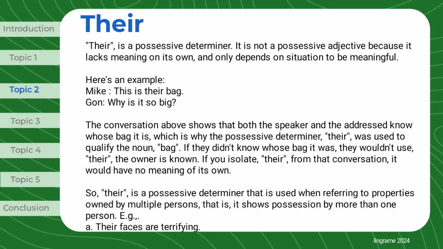So, their is a possessive determiner that is used when referring to properties owned by multiple persons, that is, it shows possession by more than one person. For example, their faces are terrifying.